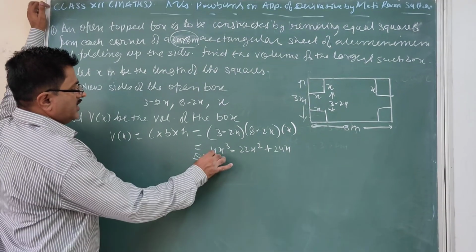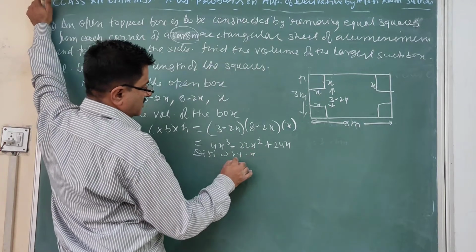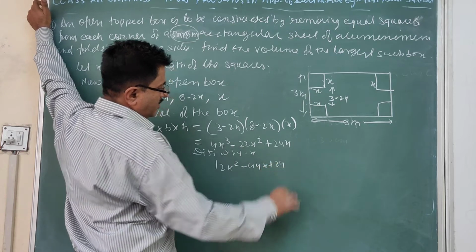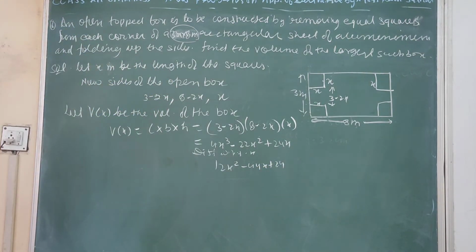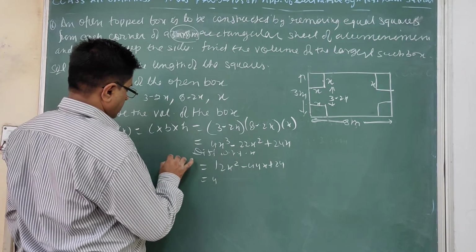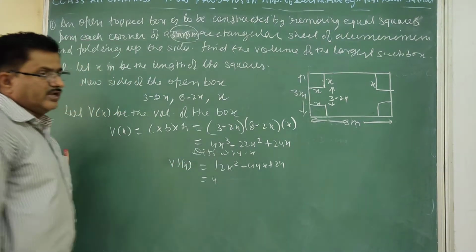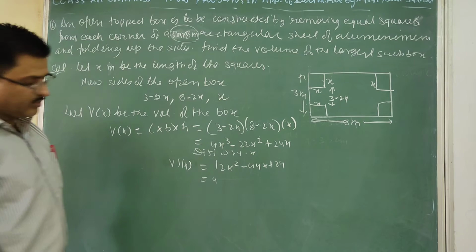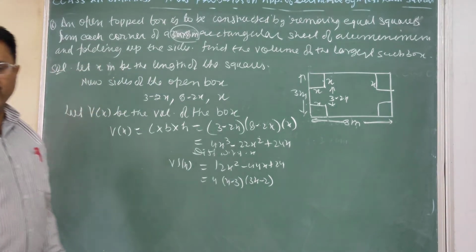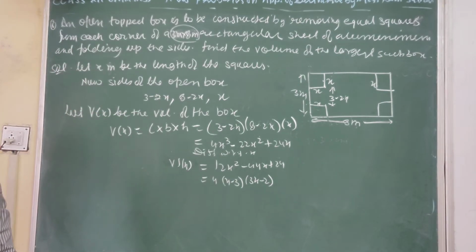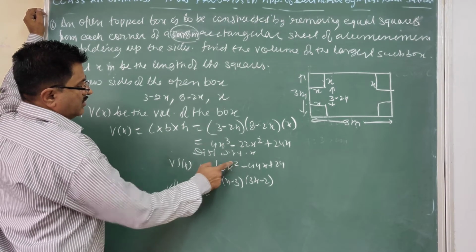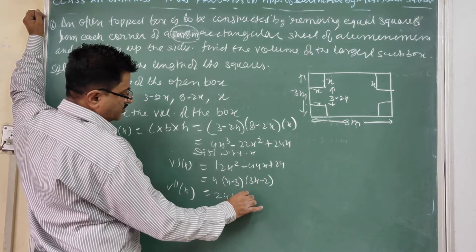If you differentiate with respect to x, this is 4 into 3, 12x^2 minus 44x plus 24. Differentiating one time and taking 4 as common, then factorizing, that will be (x minus 3) and (3x minus 2). This is the factorization. Now for the critical points we put it equal to 0. Also you have to find the second derivative. The second derivative of this will be 24x minus 44.